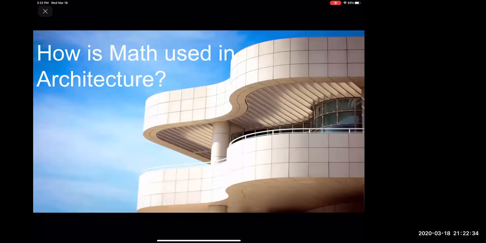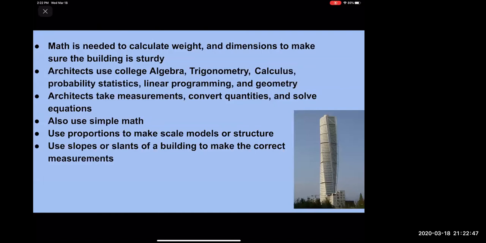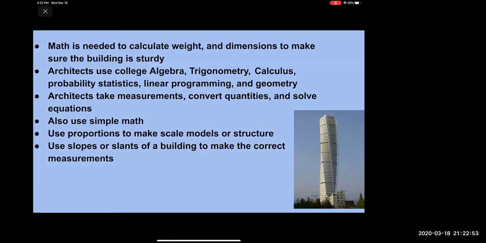So next is how is math used in architecture? Mhm. So this wasn't my slide, so I'm not sure if I'm gonna do good with it. What happened to Anthony? I don't know, I saw him when I first logged in, but he's not here anymore. Okay. I don't know. So I'm just gonna read it.